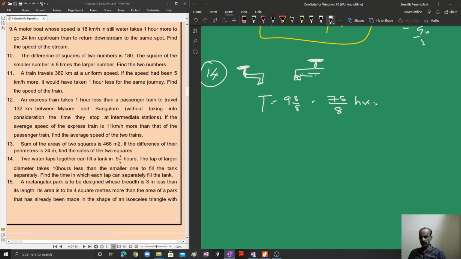The tap of larger diameter takes 10 hours less. Find the time taken by each tap to fill the tank. So, what is to be found we will take as x. Then only we will form a quadratic equation, from that we will get x, right. So, find the time taken by each tap to fill the tank.